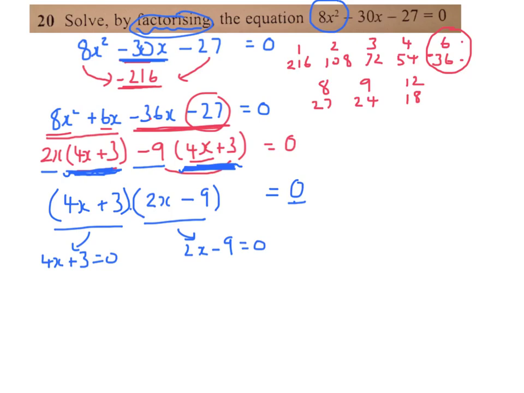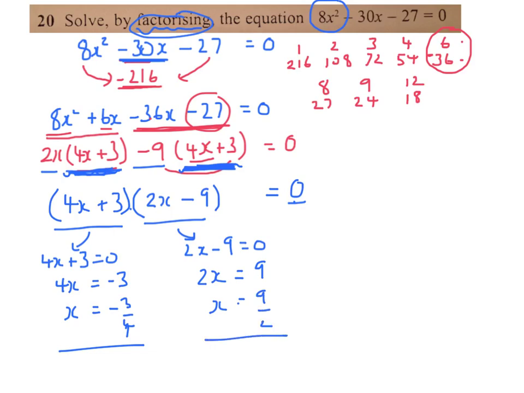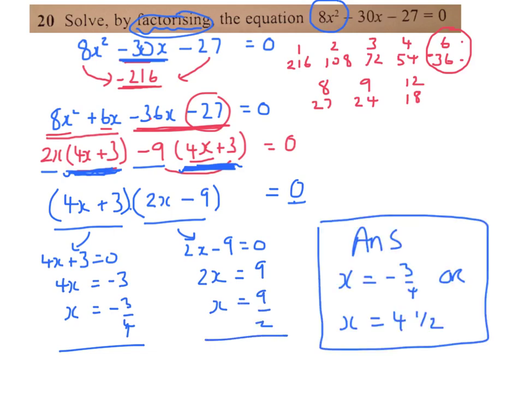If it's 4x plus 3, then if I take away 3 from both sides, I've got 4x is equal to minus 3. And then if I divide both sides by 4, I've got x is equal to minus 3 divided by 4, or minus 3/4. So that would be my first answer. If it's the second one, then if I add 9 to both sides, I've got 2x is equal to 9. Divide both sides by 2, I've got x is equal to 9 over 2. And that's my second answer. So finally, x is equal to minus 3/4, or x is equal to 4.5.